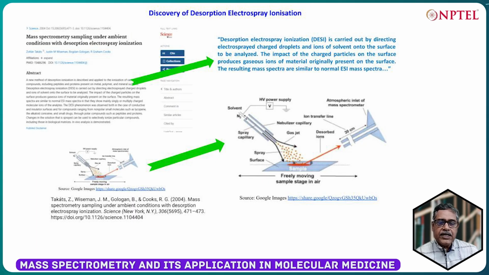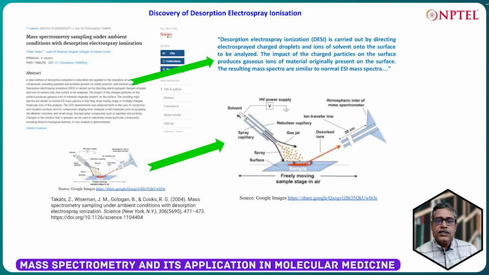So I am citing here the paper that first came, the discovery of the desorption electrospray ionization mass spectrometry based imaging technique. That was from Professor Graham Cooks' laboratory, and that came in Science, 2004, volume 306, pages 471 to 473, I guess.